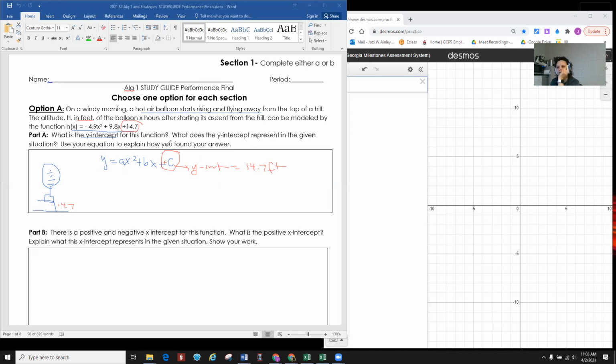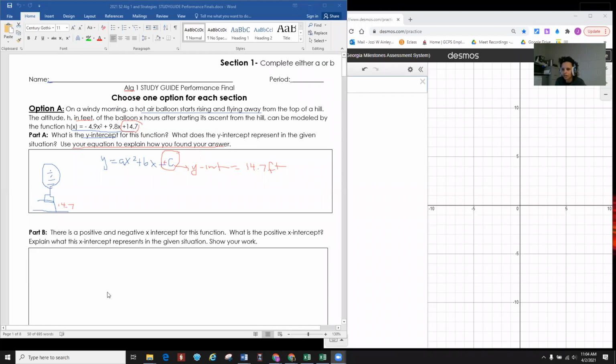Use the equation to explain how you find the answer. All right, so again, I've just said what the y-intercept means in this given situation. Use your equation to explain how you find your answer. So you would just say, again, I'm saying it, but I'm not going to write it down because it's going to take me too long. A quadratic equation in standard form looks like this, and then you write this down, right? Where C, and you see how I've circled it, where C represents your y-intercept, which is equal to 14.7 feet. That's the explanation. When it says use the equation to explain how you found your answer, that's your explanation. All right, part B.